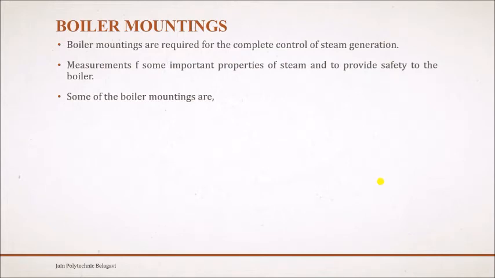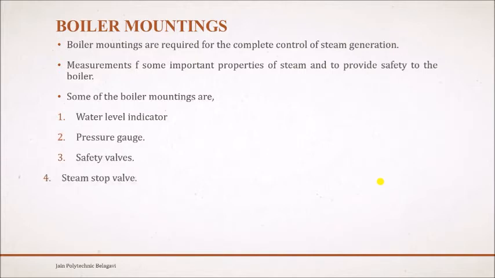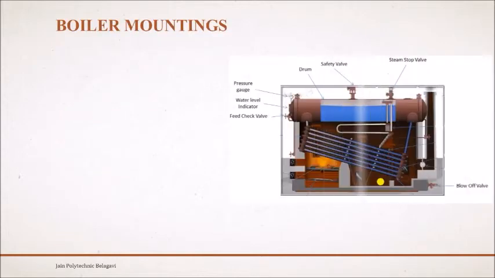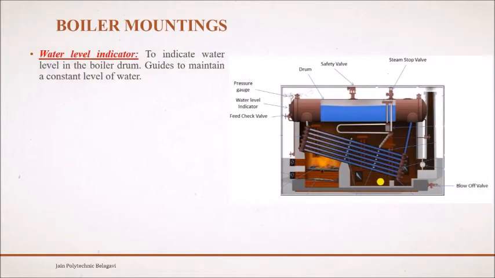Some of the boiler mountings used in steam boilers are water level indicator, pressure gauge, safety valves, steam stop valve, blow off valve, feed check valve, and fusible plug. We'll see these one by one. First, we'll go through the water level indicator. The name itself suggests that it is used to indicate the water level in the boiler drum.